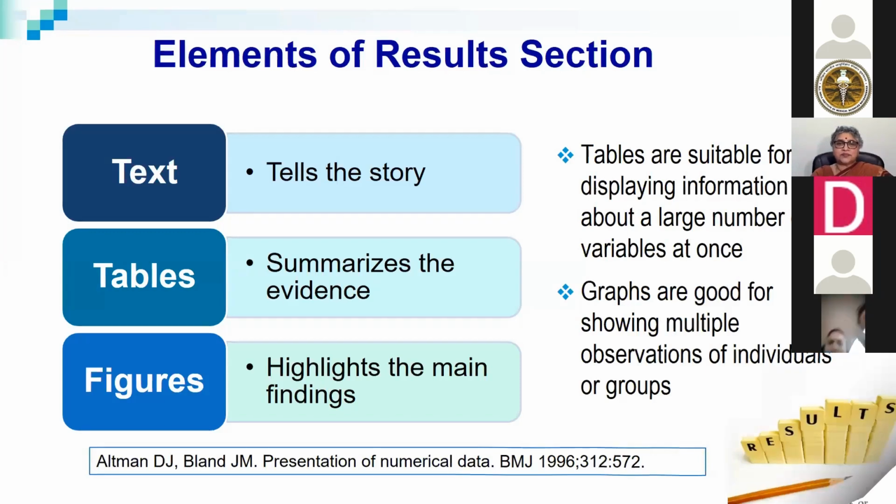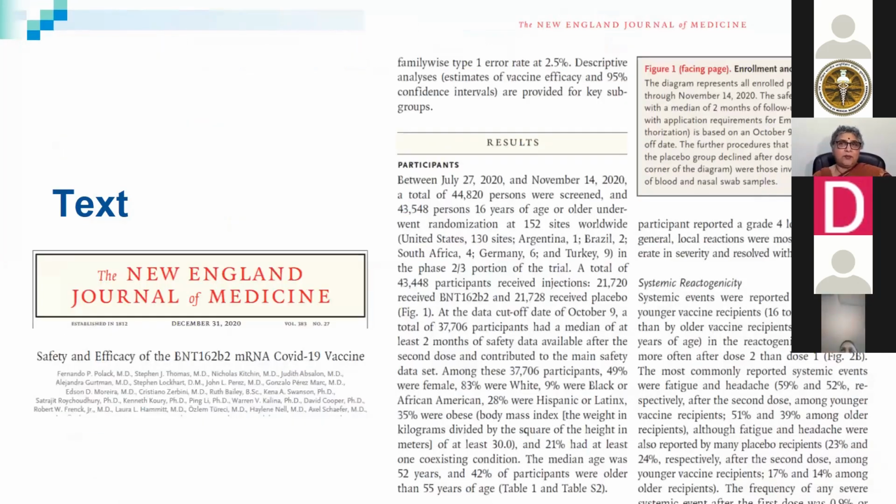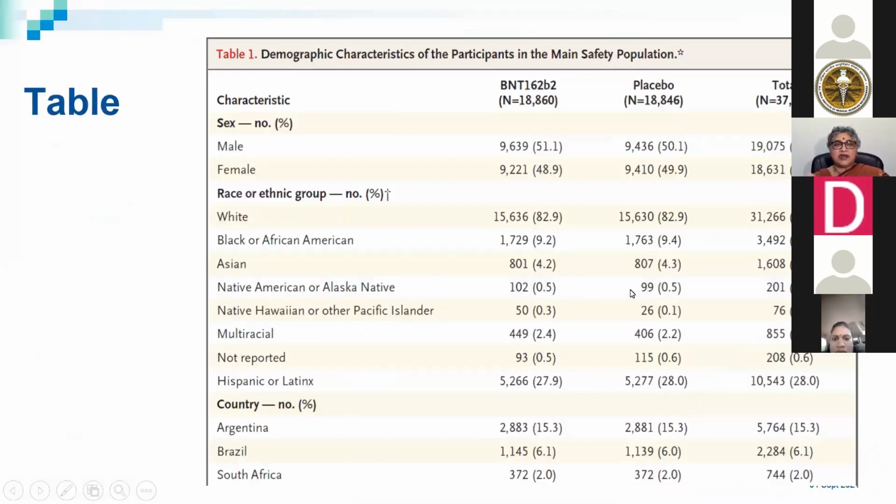Okay. So I just took a paper from the NEJM. It is just a paper, there is nothing specific about this. If you look at the results section of this paper in NEJM, you will find that they first describe the participants. Here they have given some text, there will be a figure, and this is a table. So I told you three elements: text, tables, and figures.